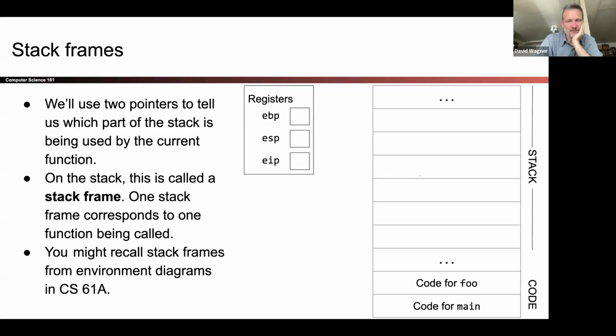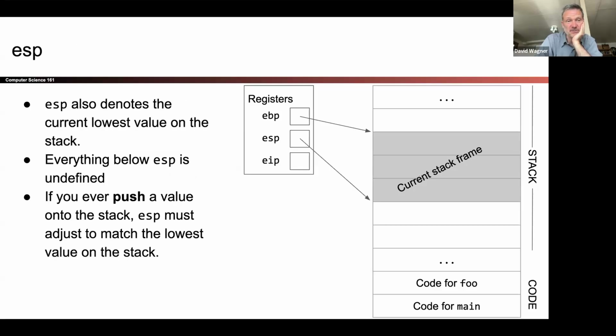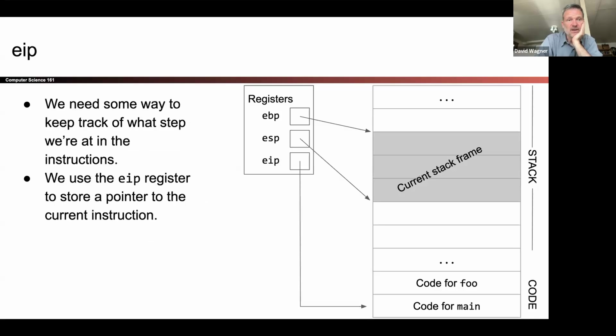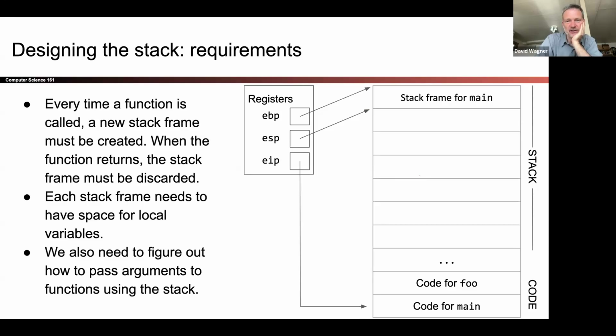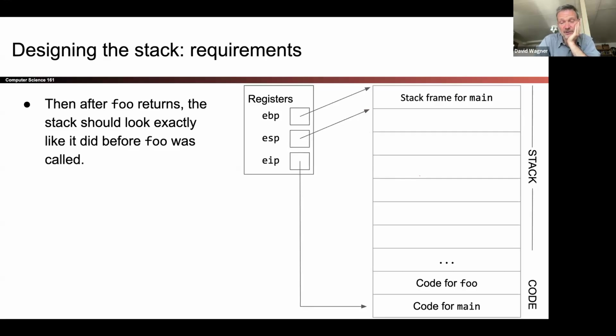So in memory here, we have a region for the current stack frame, whose boundaries are indicated by EBP and ESP. And we have a register EIP that keeps track of where the code is that we're currently executing. So if we're executing main, then EBP and ESP point to the beginning and the end of the stack frame for main. And then when main calls foo, we need to adjust them to a lower numbered address where we can have a stack frame for foo. And then after it returns, we have to restore them.